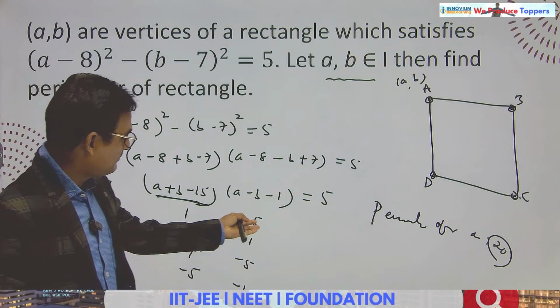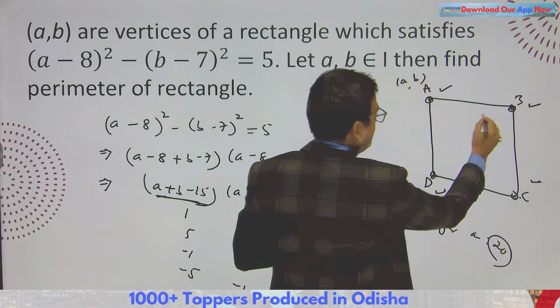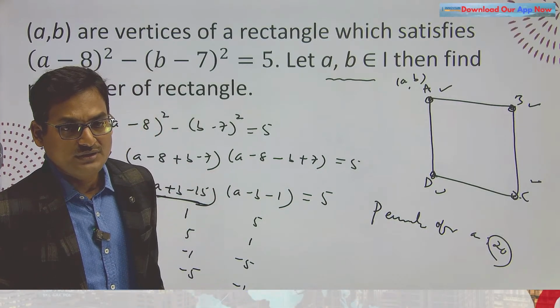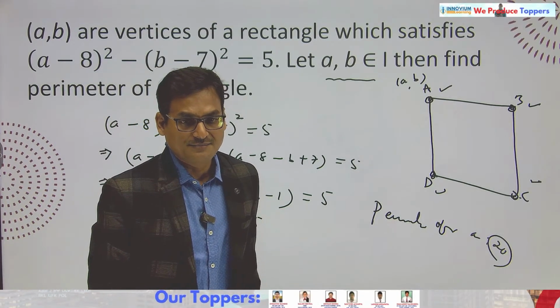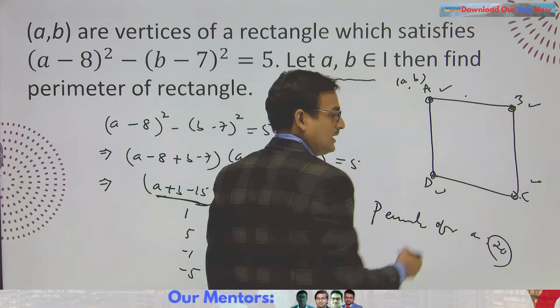We can find A, B, and we can mention here A, B. And after getting the vertices of the rectangle, we can find the perimeter of the rectangle. And you know the perimeter of the rectangle is the sum of the sides of the rectangle, and you know how to find it out.